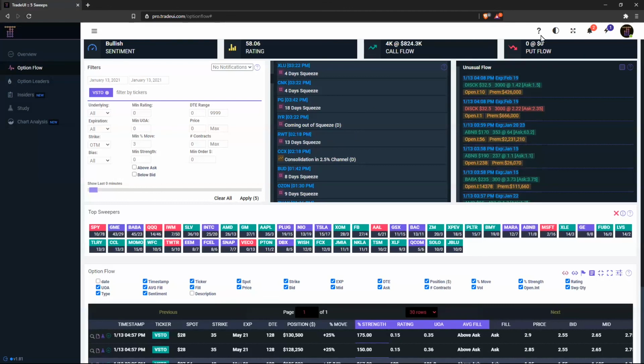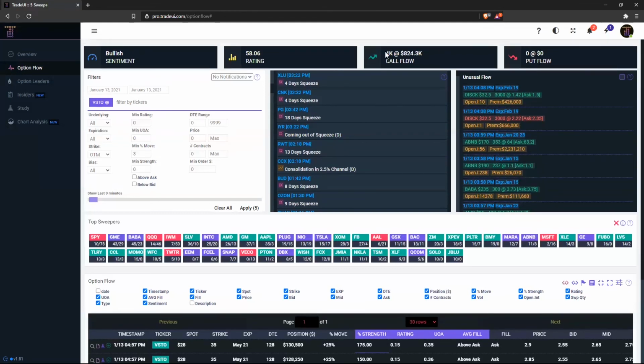Oh my God, look at this put flow. There's no put flow at all. What is this? Is it by ticker or is it for the day? The bullish sentiment for you today. You have the VSTO as a ticker. Is that the sentiment? Yeah. Okay, makes sense. Got it.